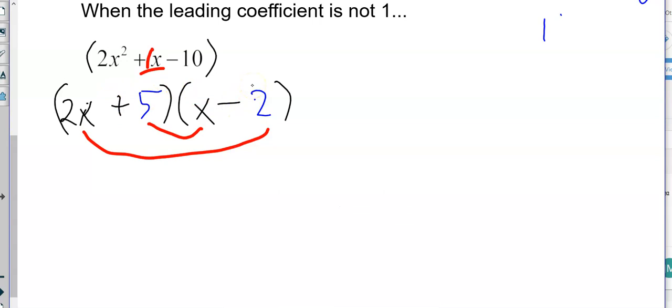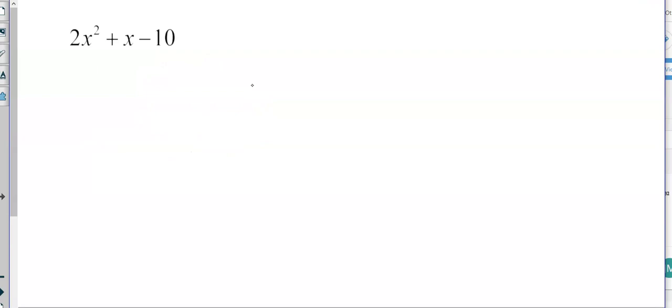You always double check you're right, foil it out, make sure it works, and you got it. Let's try that same problem using a different method. So this method has a name. This is my favorite method for this kind of problem. And so it's called the AC method.